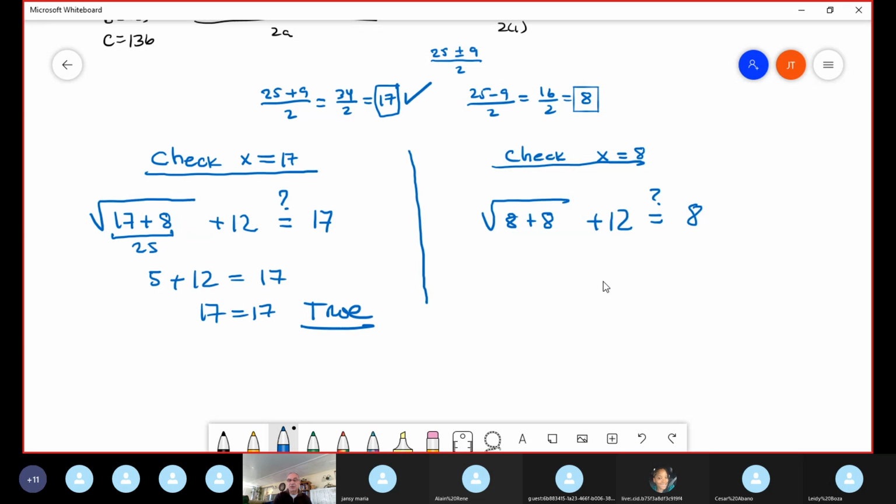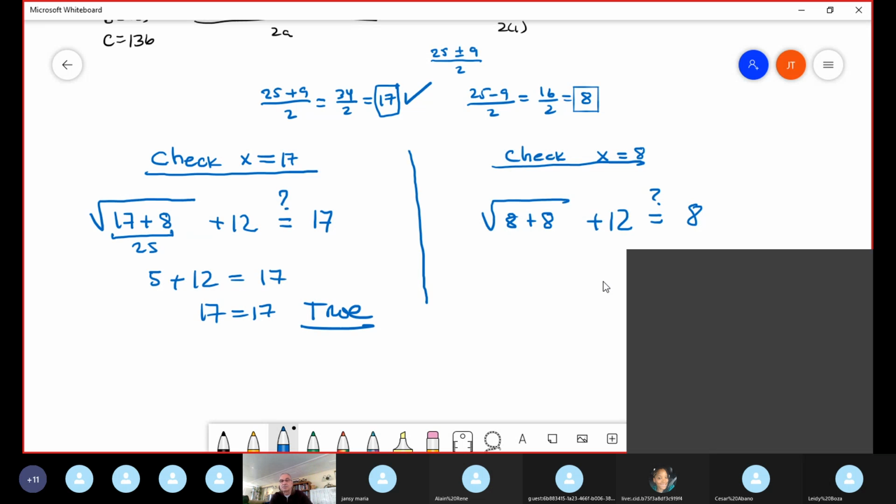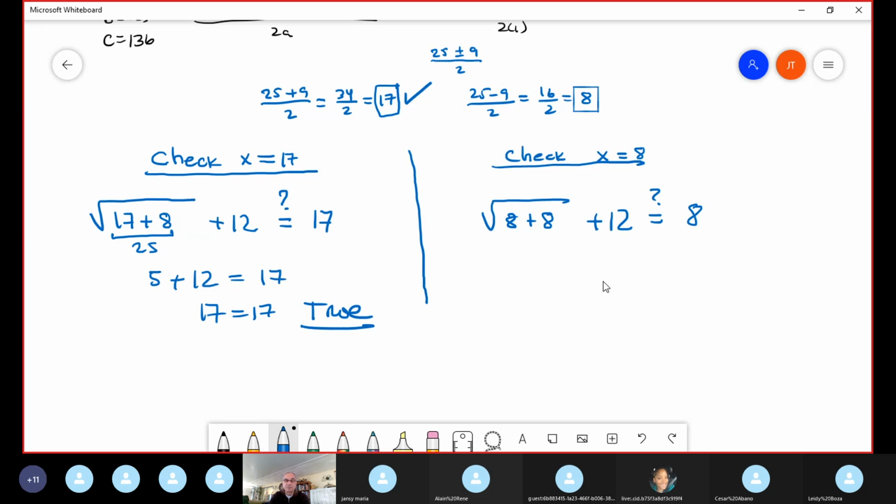Let's see what happened with the 8. Okay, 8 plus 8 is 16. The square root of 16 is 4. 4 plus 12 is never 8. It's 16, not 8. It's completely false. Therefore, 8 is no good. And the only solution that we have is 17.